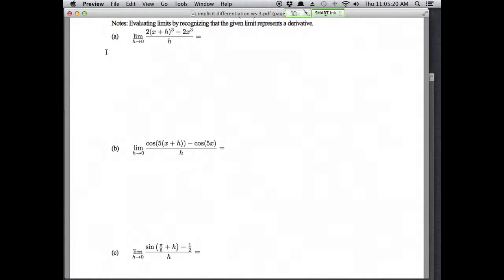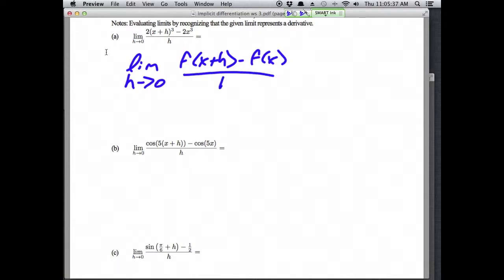Why does that represent a derivative? Because it's the limit of the difference quotient. As Chris said, the limit of the difference quotient. The problem we have right here is in that form.